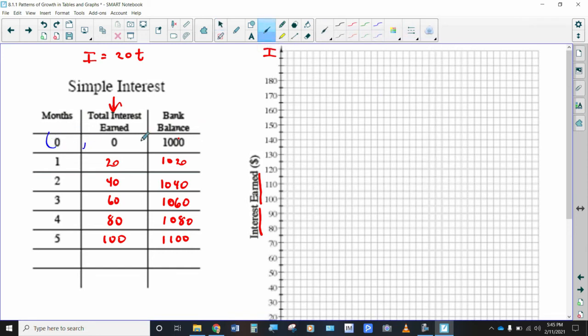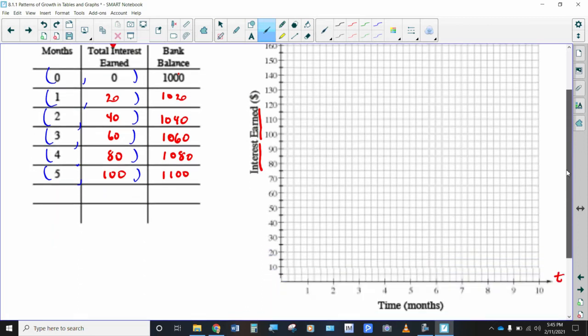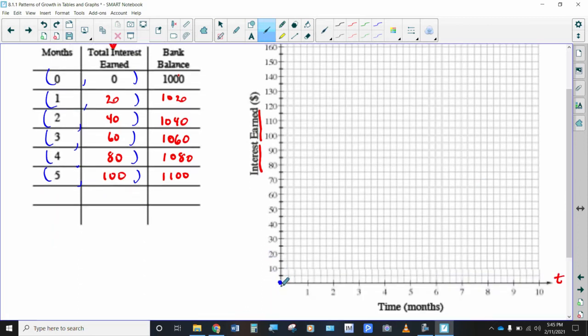Remember, you got 0, 0, you got 1, 20, you've got 2, 40, you've got 3, 60, 4, 80, and 5, 100. So I'm going to go ahead. 0, 0 is located right there. After 1 month, you got $20.